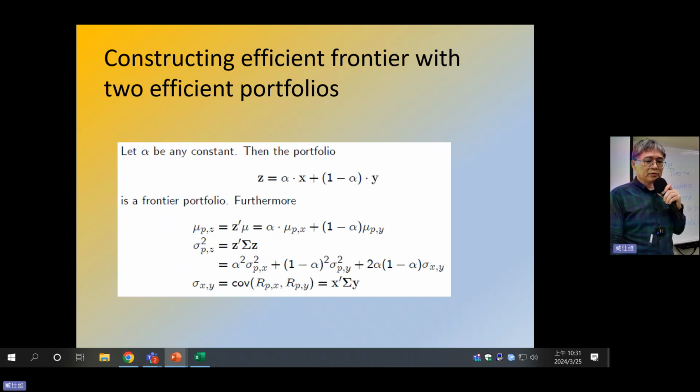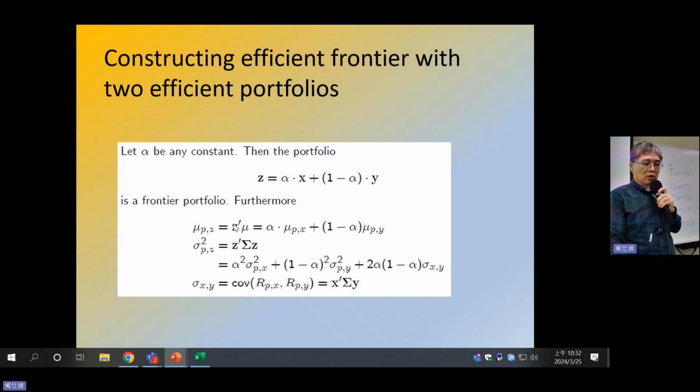Based on this, we can set up an alpha, which is an arbitrary number. What we are trying to do is to linearly combine the portfolios X and Y, and we can generate a portfolio Z. Z will also be a portfolio lying on the efficient frontier. We can change alpha to many different numbers so that we can generate as many Z's as possible. This is how we are doing it here.